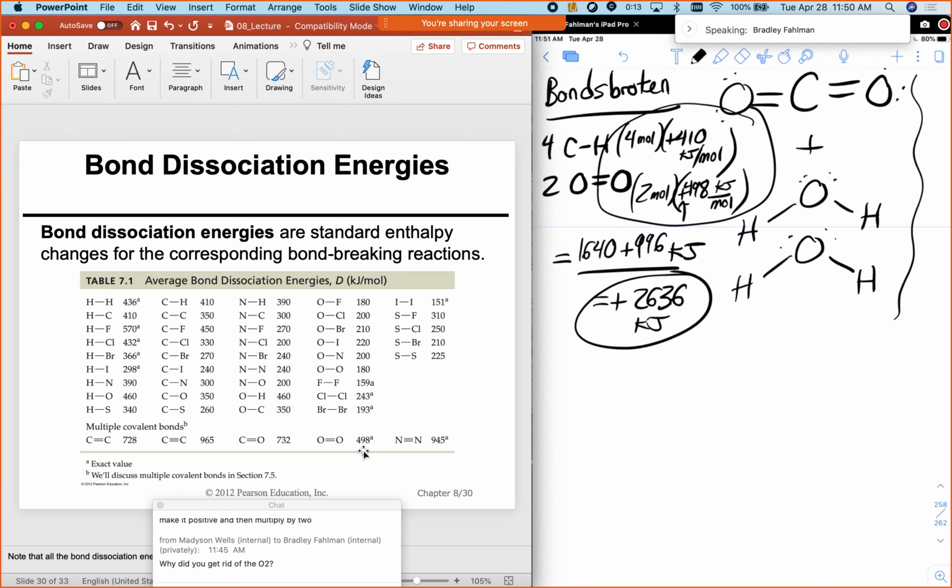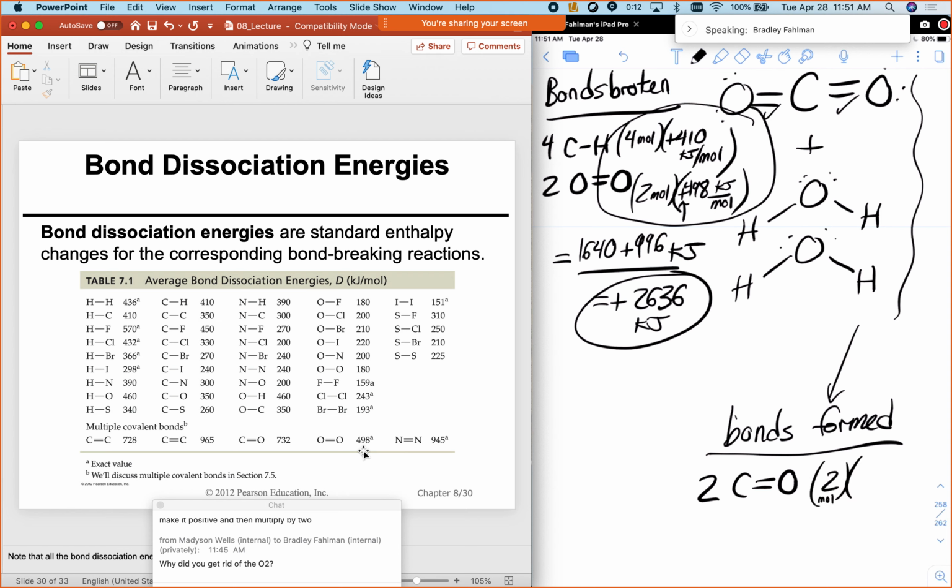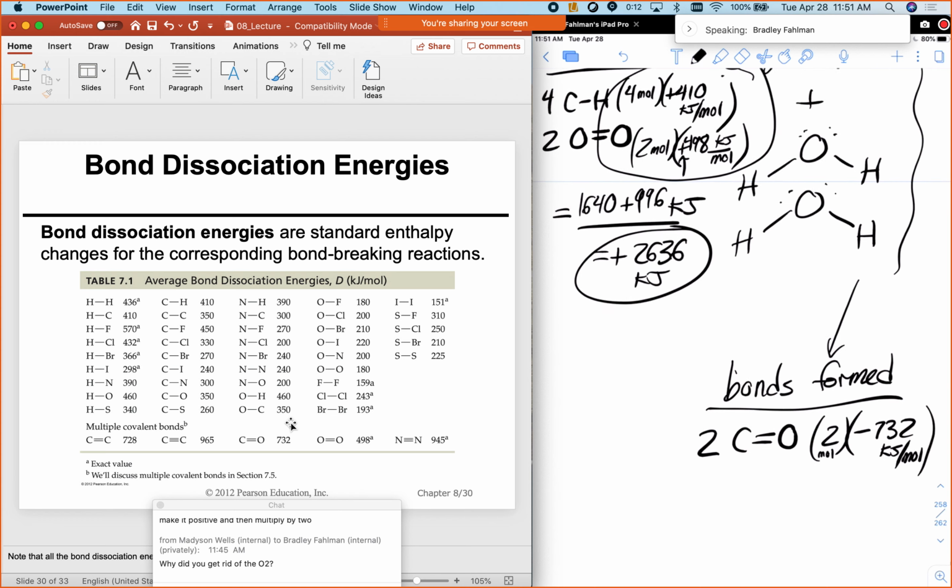Now, you do the same for these formed. So bonds formed, and these will all be negative values now. You are going to form 2 C=O double bonds, right? Because each of those molecules has 2 of those bonds. So that's going to be 2 moles times a C=O double bond is 732. So now it's minus 732 kilojoules per mole because this releases energy.